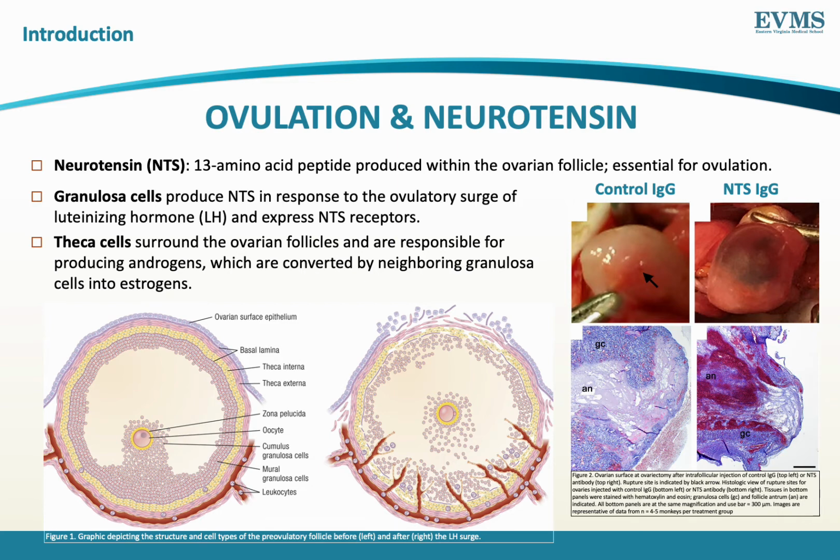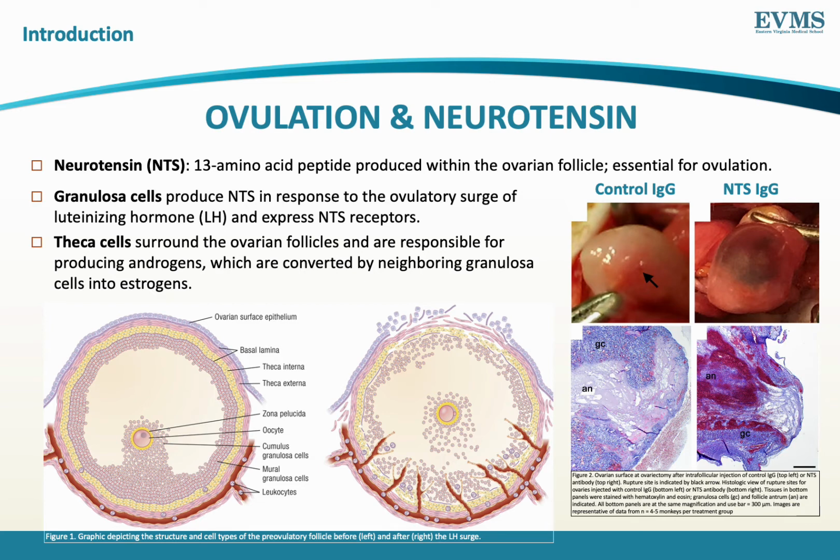Apart from the oocyte, ovarian follicles are comprised of granulosa cells and theca cells separated by a basement membrane. Granulosa cells produce neurotensin in response to the ovulatory surge of luteinizing hormone, or LH, and they express neurotensin receptors. Theca cells surround the follicle and are responsible for producing androgens that are converted by neighboring granulosa cells into estrogens.